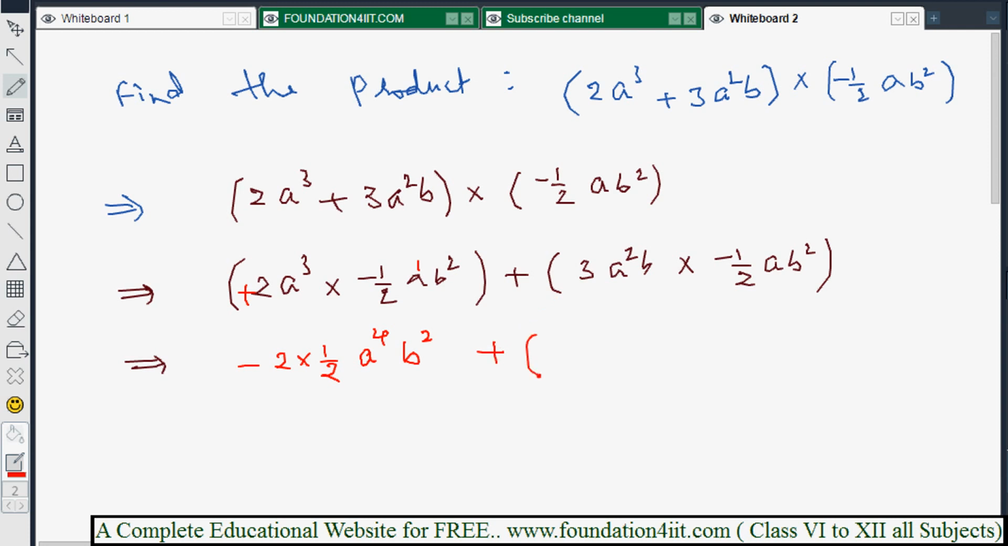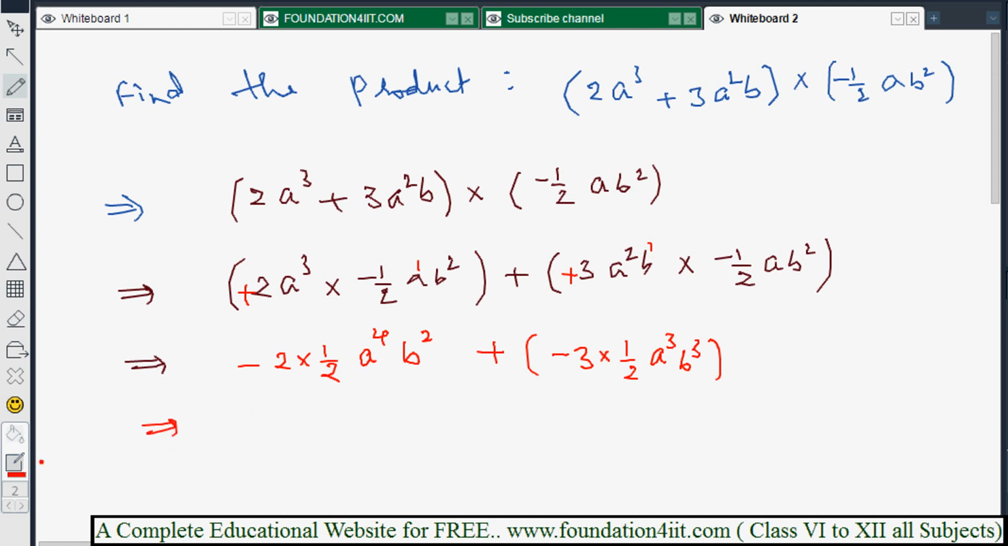Now in this term also there is no sign, which means plus. So plus into minus is minus. And 3 into 1 by 2 a square into a, there is a cube, and b square, here b power 1 into b square is b cube. Okay, now try to simplify this.